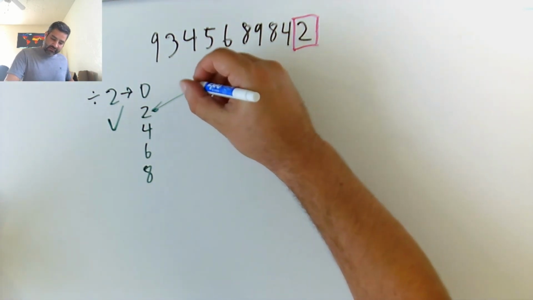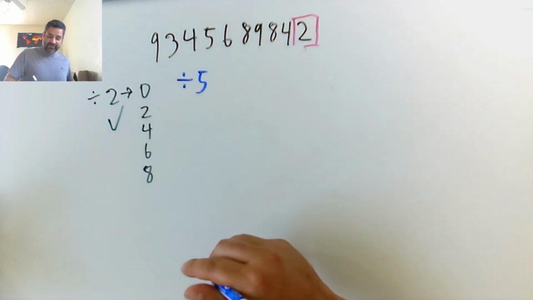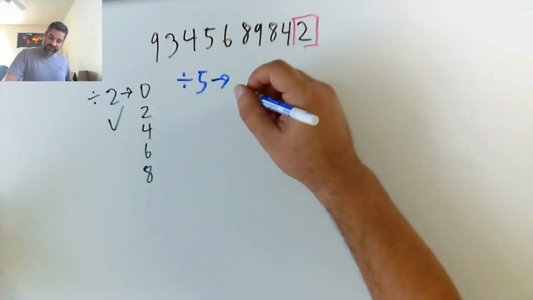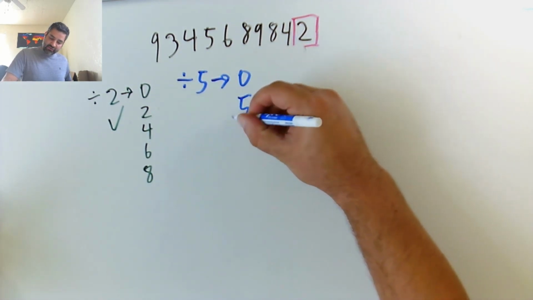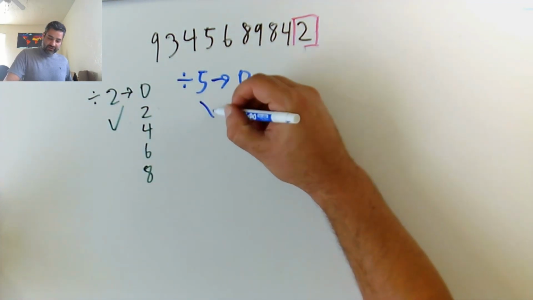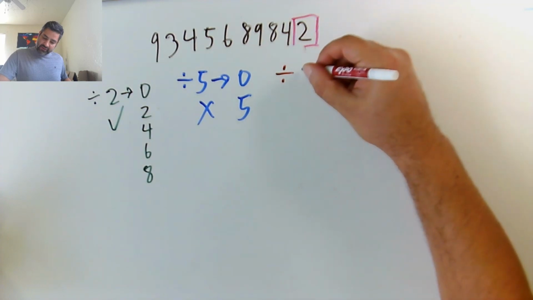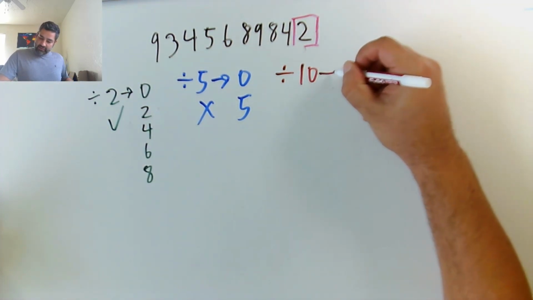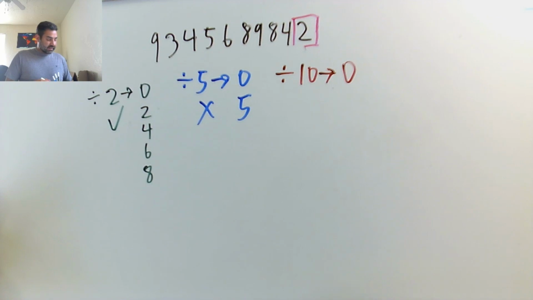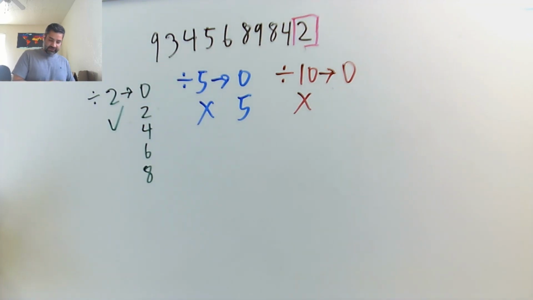Next up, we have divisible by 5. And if it's divisible by 5, it ends in a 0 or a 5. This one ends in a 2. It's not a 0 or a 5, so it is not divisible by 5, evenly divisible. And last but not least, we have 10. If it's divisible by 10, it must end in a 0. This ends in a 2, so that means it is not evenly divisible by 10.